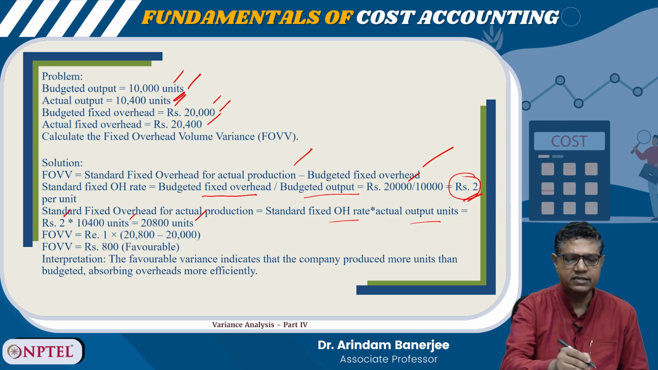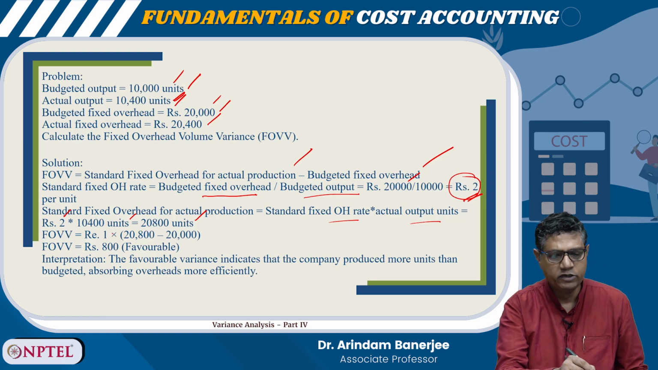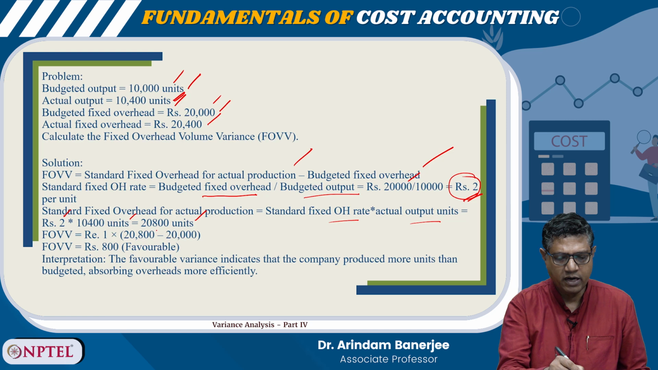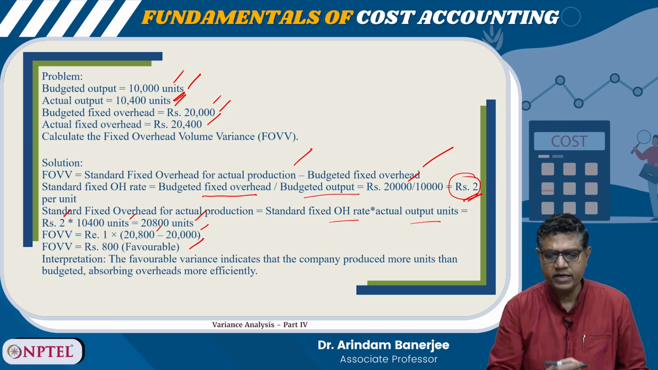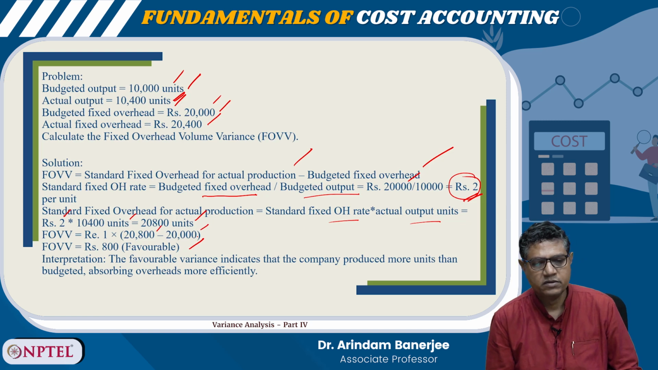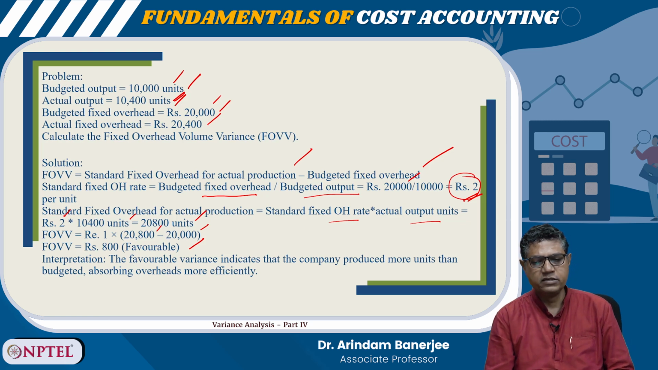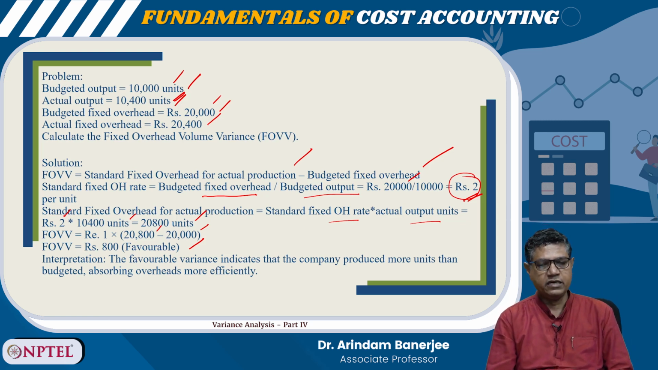So, FOVV is 20,800 minus 20,000. So, rupees 800 favorable. Fine. Okay. Interpretation: the favorable variance indicates that the company produced more units than budgeted and absorbed overheads more efficiently.